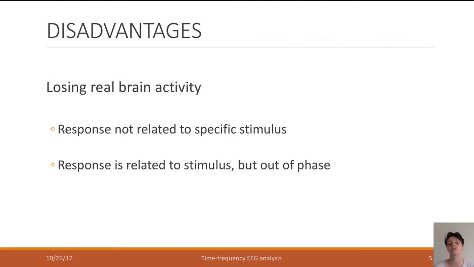And the second reason is that the response could possibly be related to the stimulus, but is out of phase.